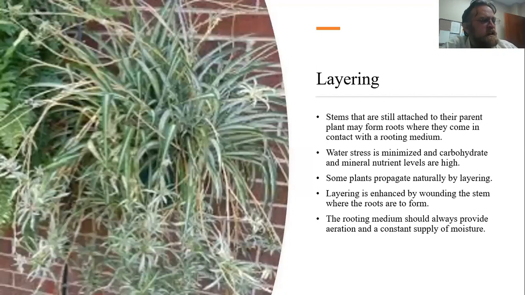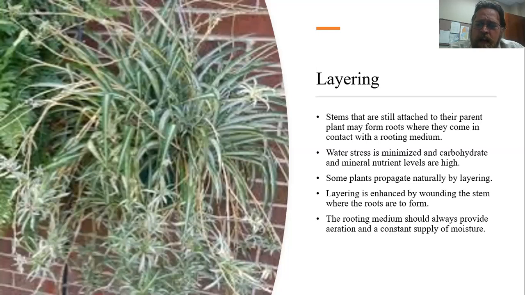Moving on to the other kind of propagation that I'm going to discuss for today, that is layering. And layering uses parts of the plant that are still attached to the parent plant to form roots. And oftentimes we will see some plants that just do this naturally. And this is a very effective way to propagate plants because it really minimizes the amount of stress that the plant is going to be under and has very good success as a form of propagation.